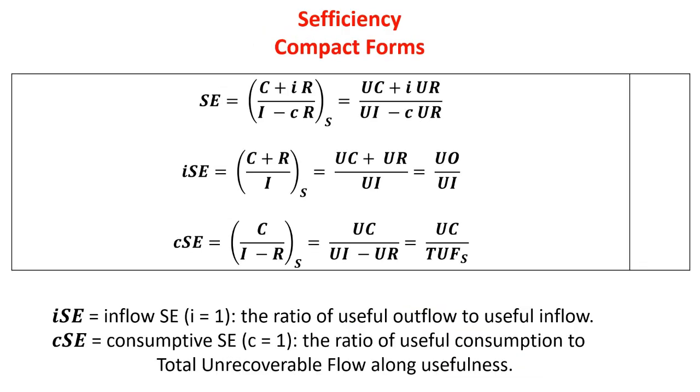Here, sufficiency in compact forms is given, which makes it easier to see the definitions that make so much sense. The inflow sufficiency is defined as the ratio of useful outflow to useful inflow, and the consumptive sufficiency, a crucial out sufficiency, as the ratio of useful consumption to total unrecoverable flow along usefulness.